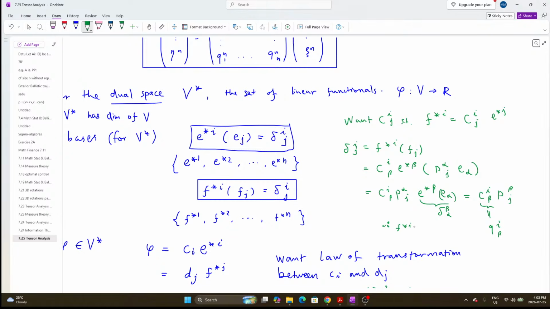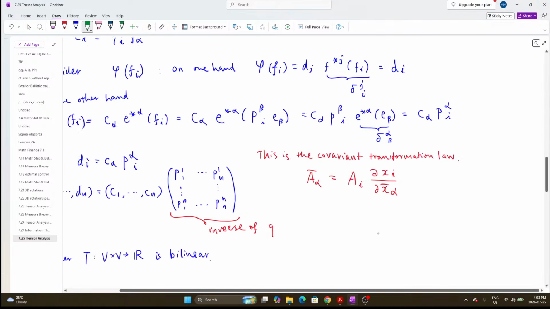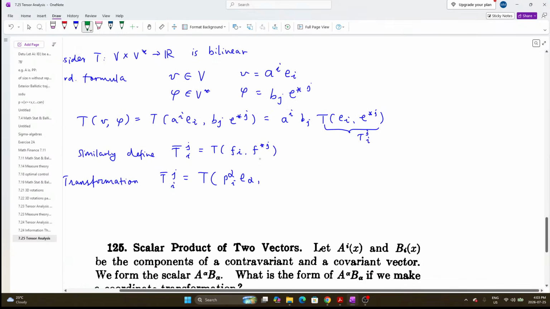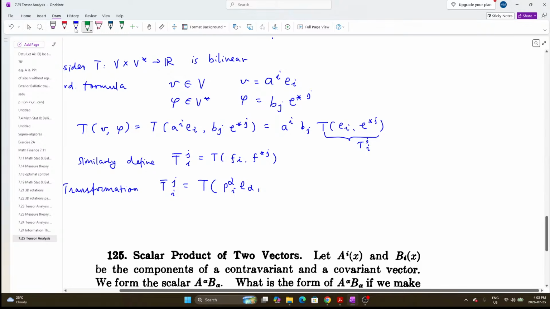F star I is, J is the dummy here, so you just write Q beta E star J. So that's how the dual basis transforms, and then now substitute that here. F star J is done, everything is done. So you just use Q. Okay, so what's F star J?